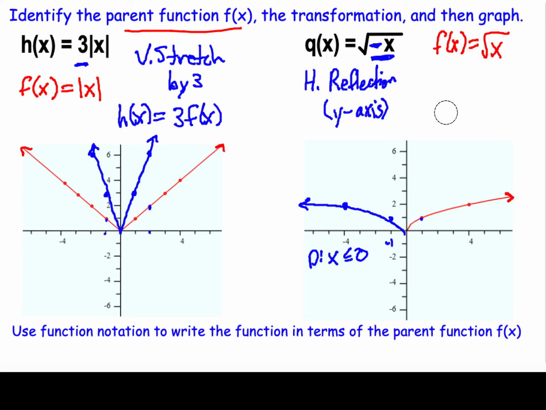Finally, again, we need to write this in function notation to satisfy those directions at the bottom. Well, the big idea is, if this is q of x, it's going to be equal to f of x, the square root function, only before we took f of x, we have that negative inside, so we're going to say it's f of negative x. We took out the x that was inside f of x, and we replaced it with a negative x.